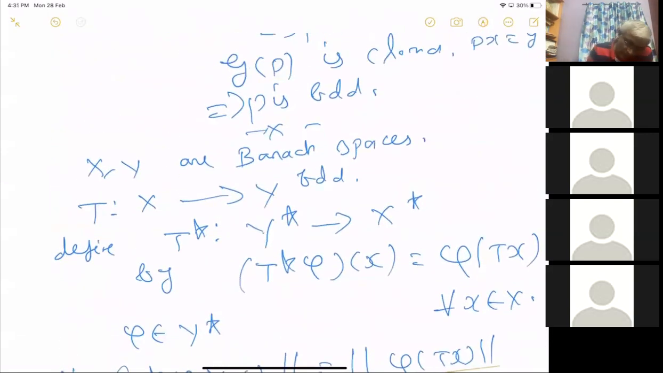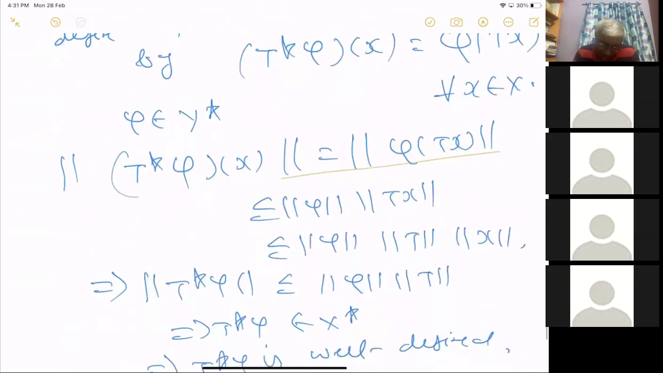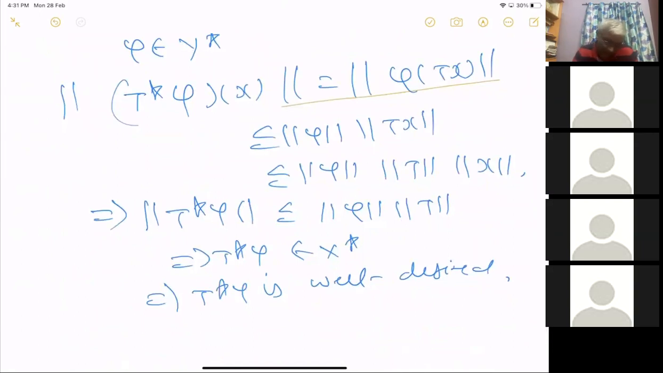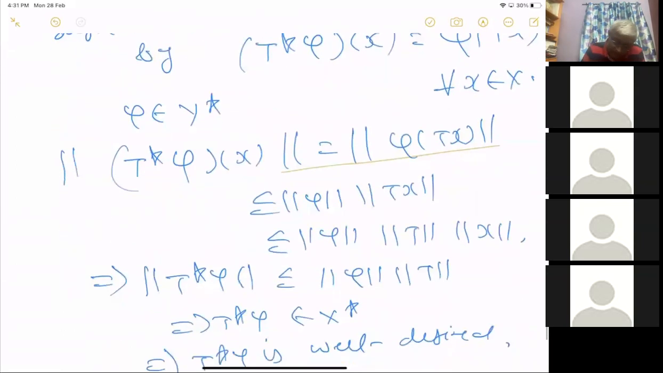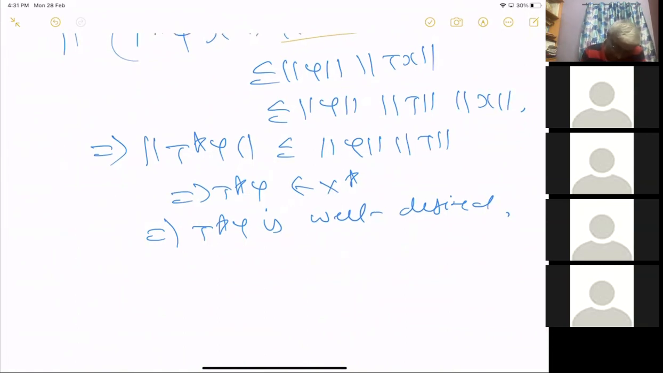So if you just notice, I have a map from X to Y. Then I define a map T star from Y star to X star by this prescription. Then I have just written down the definition of boundedness. Then I verified that T star phi is a bounded linear functional. As a linear functional it is defined, but it should land up in X star, so that is what I have verified. Further, we have norm of T star phi is less than or equal to norm phi times norm T, which implies norm of T star is less than or equal to norm of T. So T star is bounded.